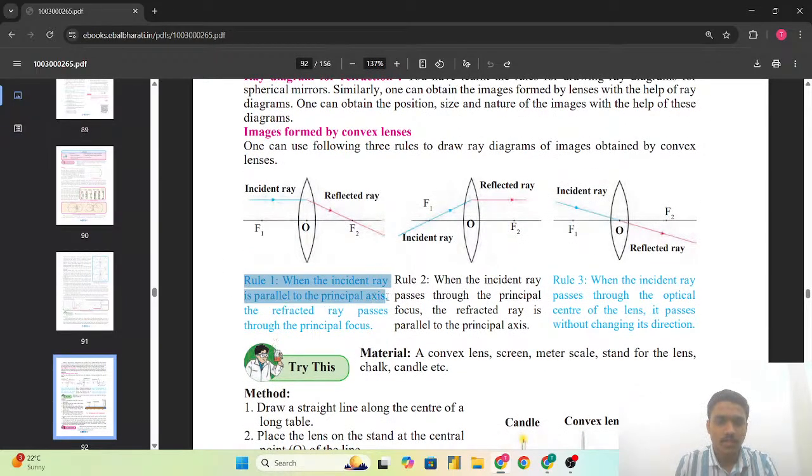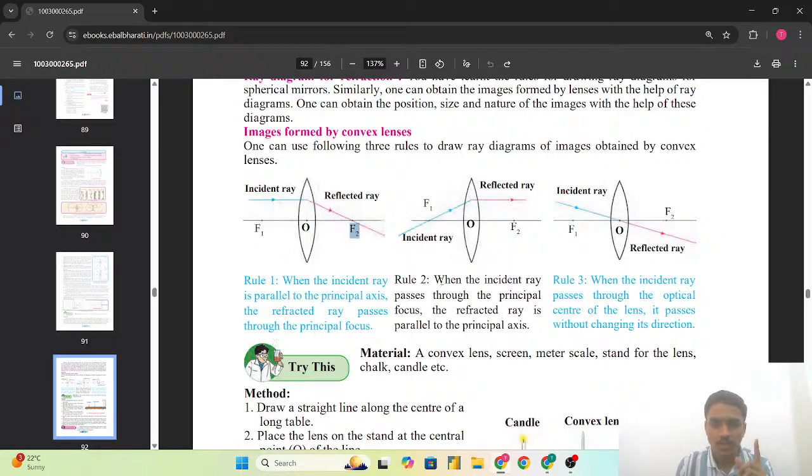When the incident ray is parallel to the principal axis, the refracted ray passes through the principal focus. That is, the principal axis is the imaginary line passing through the focus. So, when an incident ray is parallel to the principal axis, the refracted ray passes through the principal focus. The refracted ray will pass through the principal focus. This is the first rule.